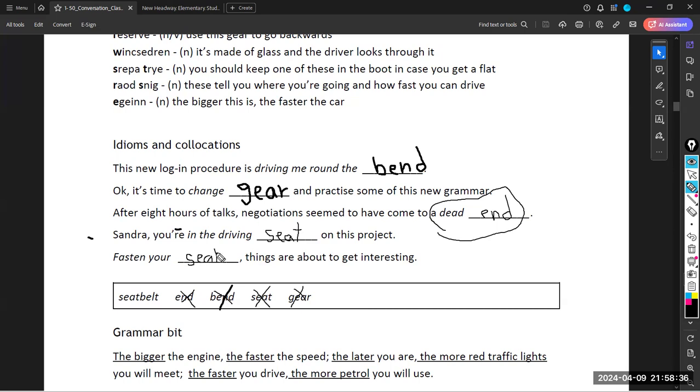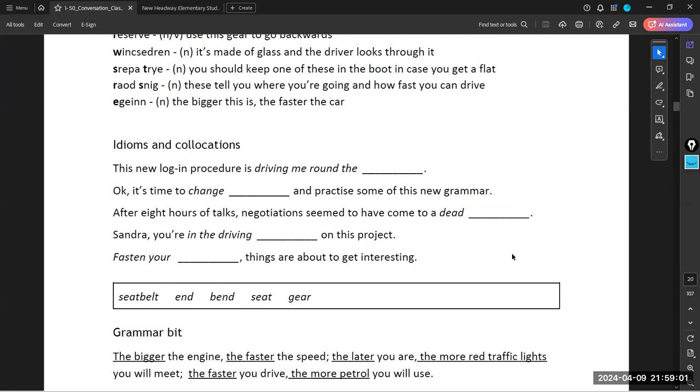Fasten your seat belt, things are about to get interesting. So what does seat belt mean here? يعني شد الأحزمة, be ready. Exactly. So fasten your seat belt: we are about to start our journey or to start our project.